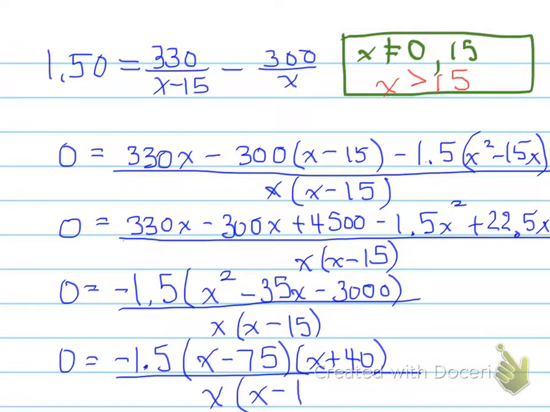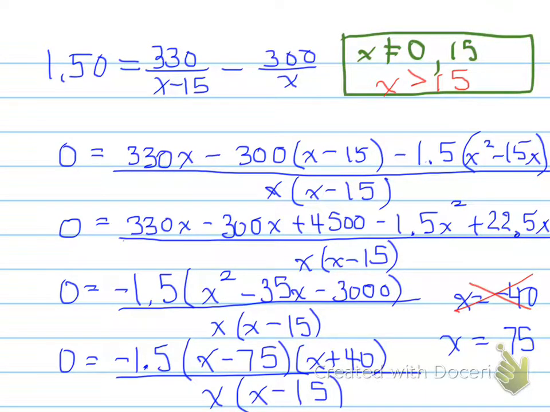So what does that mean for our x values? Well, x equals negative 40, or x equals 75. Which one of these is the more logical answer? Hopefully you're all seeing that negative 40 is not possible, because don't forget that we stated in the beginning that x must be strictly greater than 15.